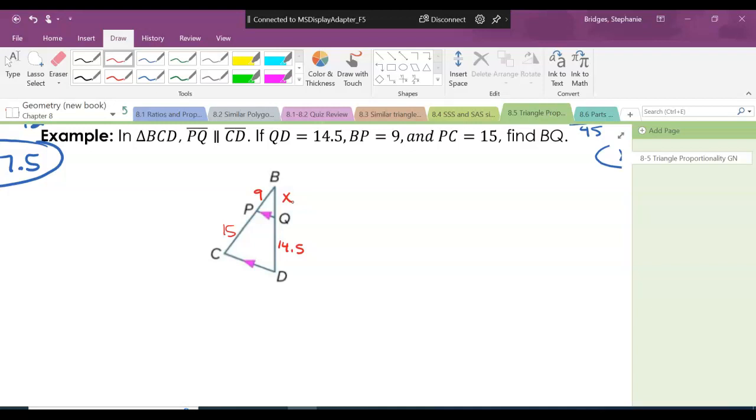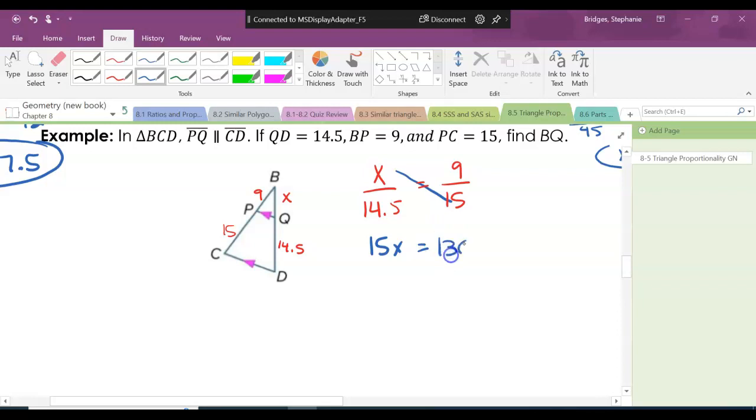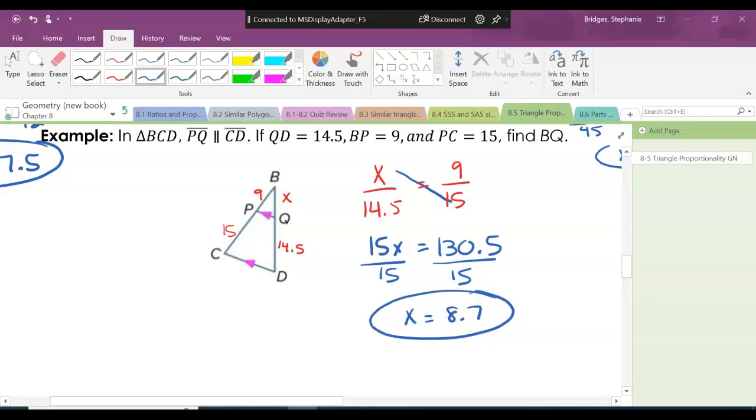Tell me what my proportion should do. X over what? Okay. X is going to equal 9 over 15. And then we divide, and we get... Did she do X over 9? That'll work, if she's got to stay consistent with that. You can't go diagonal across. It's got to go straight across.